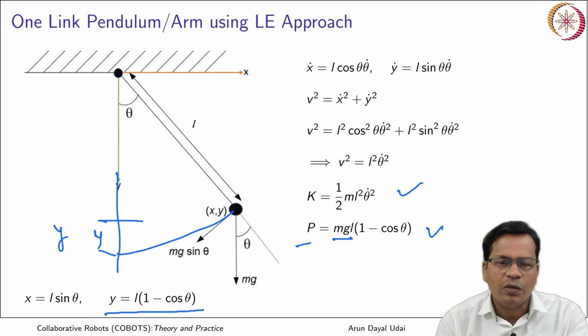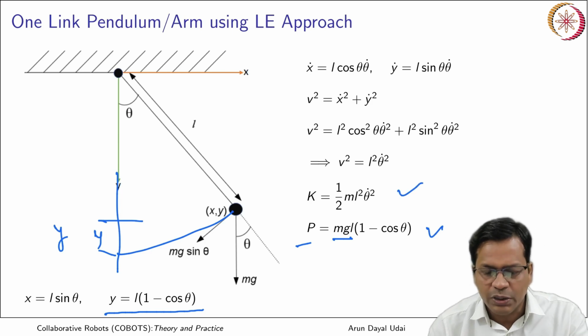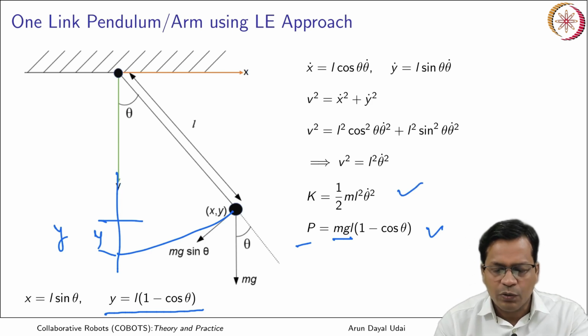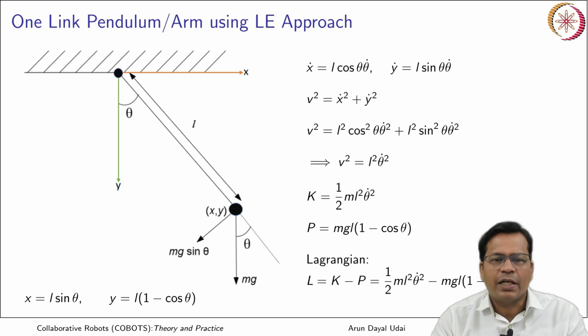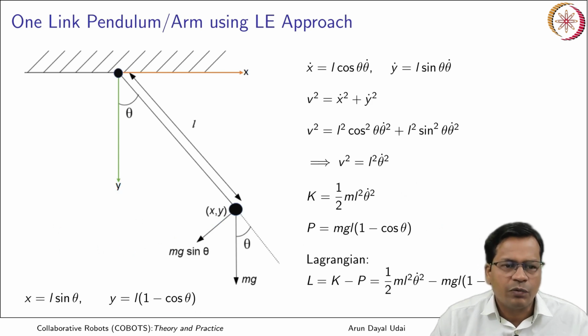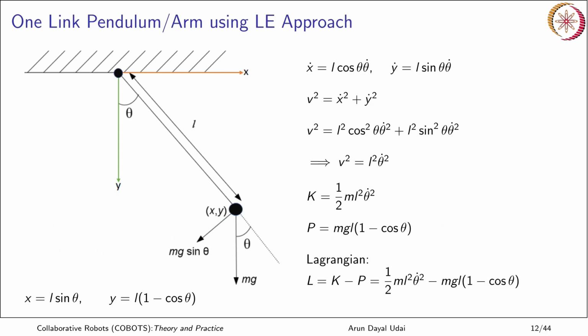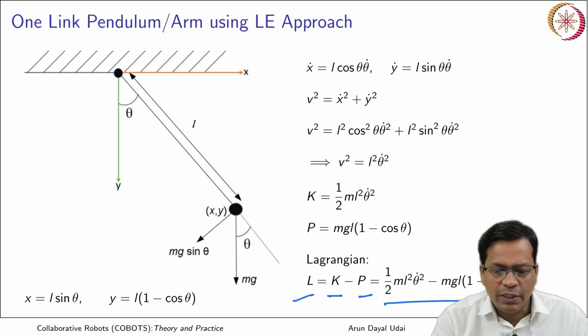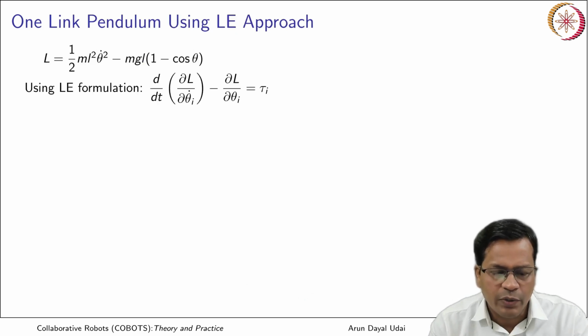So, you have now kinetic energy and potential energy in hand. What you can do? You can calculate the Lagrangian directly here. So, this is what you can directly obtain: kinetic energy minus potential energy. This is the Lagrangian for the system. Got it? Now I will use this to obtain my equation of motion.